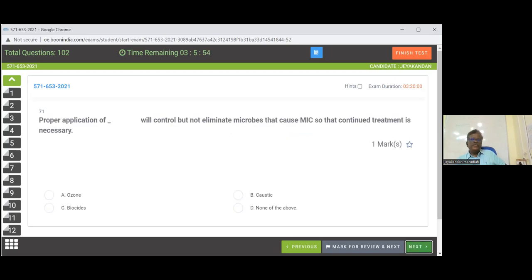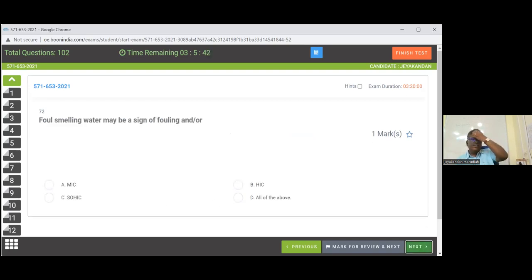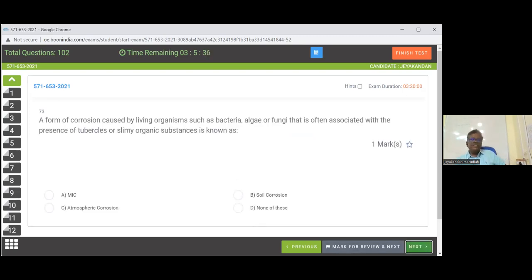Next. Proper application of biocides will control but not eliminate the microbes that cause MIC. So if you add biocides, it will control but not eliminate; we need continuous treatment. Okay, next. Foul smelling water may be a sign of fouling or MIC. Bad smell will result in MIC. Okay, next. A form of corrosion caused by living organisms such as bacteria, algae or fungi, often associated with the presence of tubercles, is known as MIC.